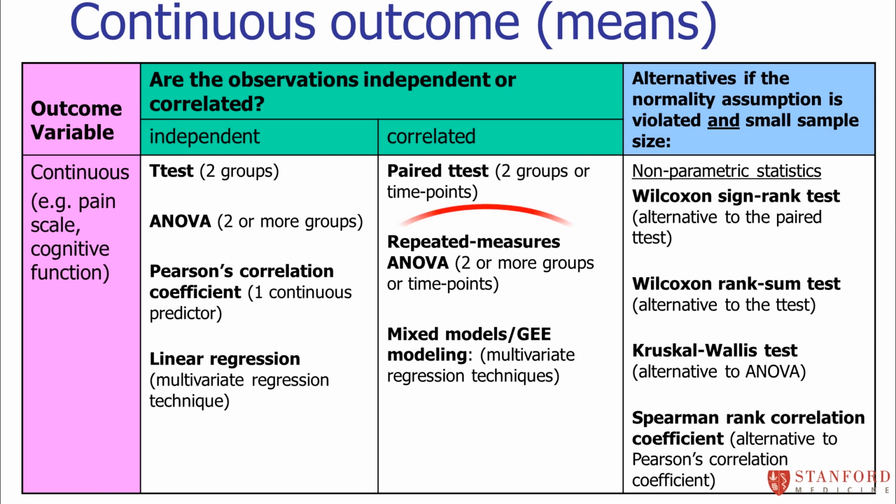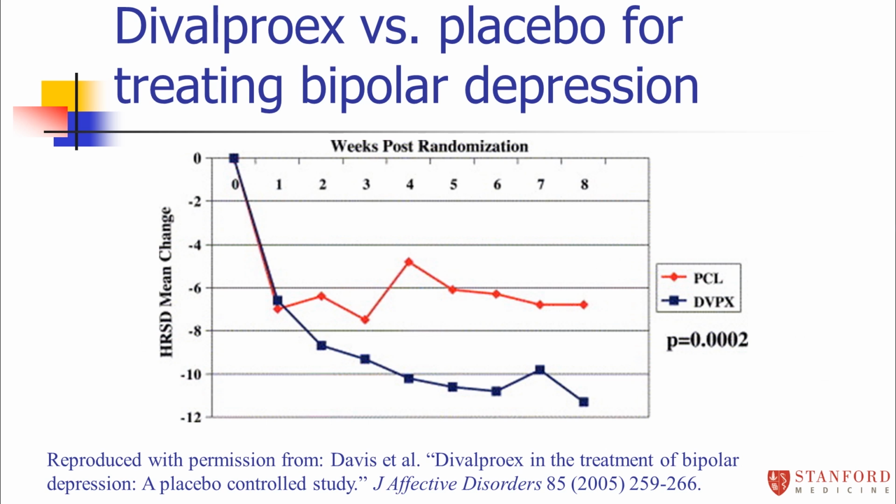Now I'm going to say a little bit about repeated measures ANOVA. You use repeated measures ANOVA when you've got either more than 2 correlated groups, or you're following people over more than 2 time points. So there's correlation here. Here's an example of a study that used repeated measures ANOVA to analyze the data.